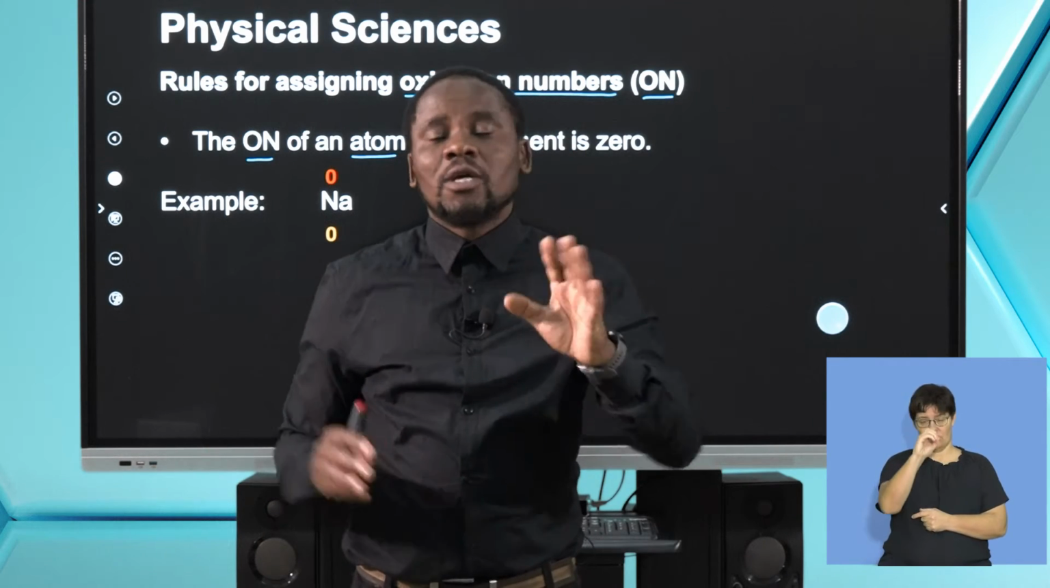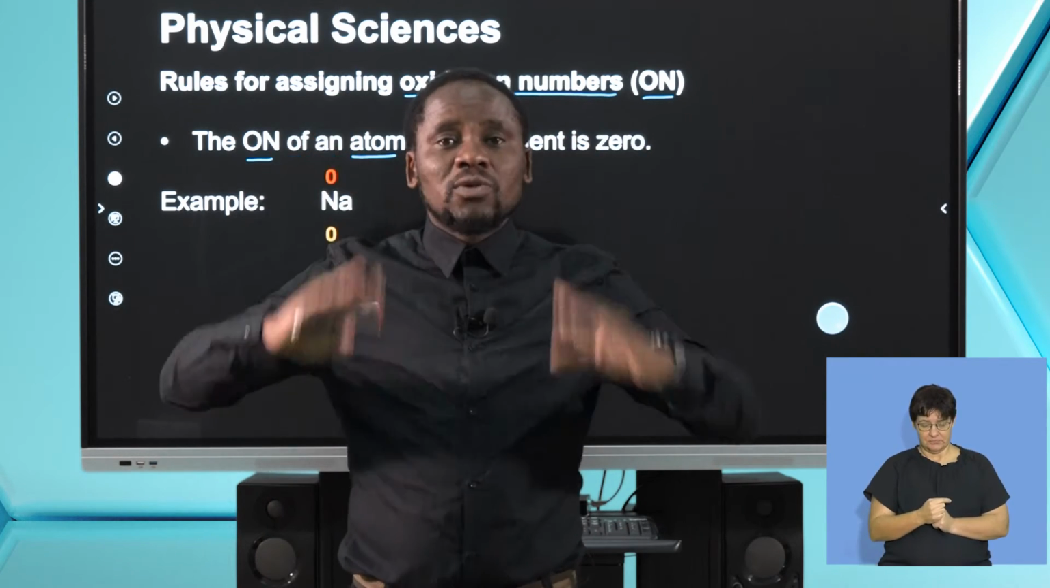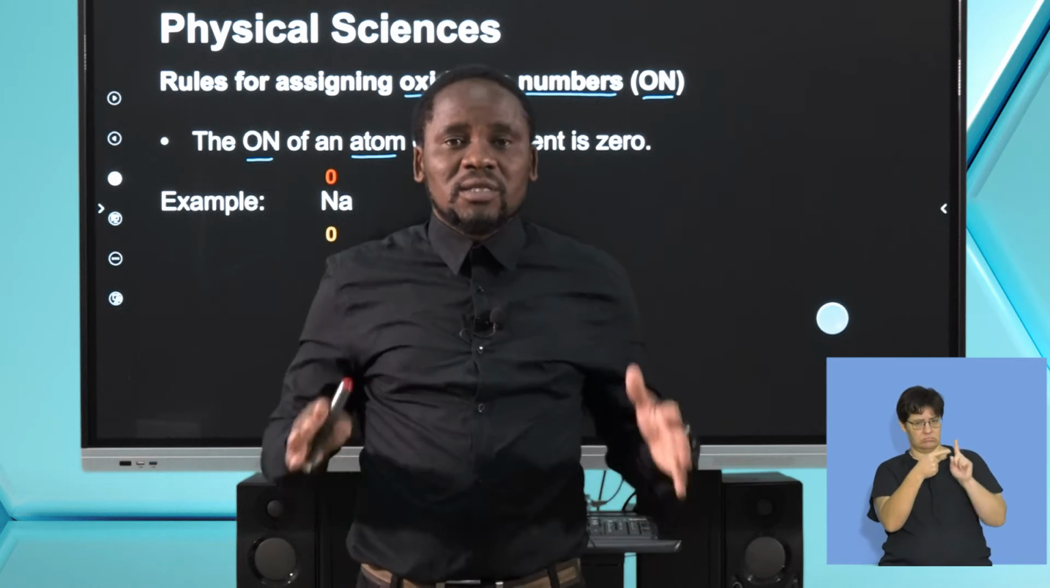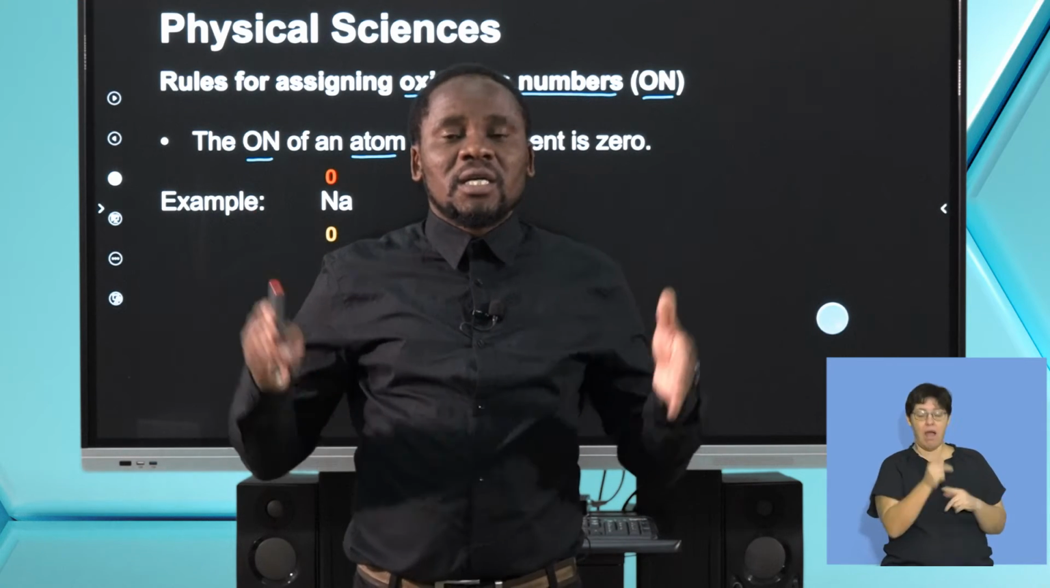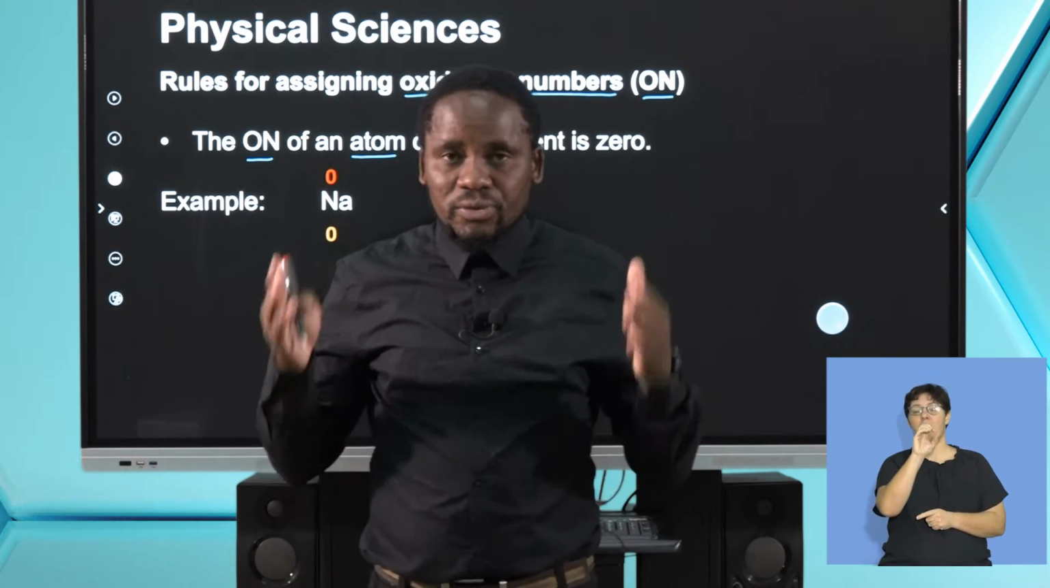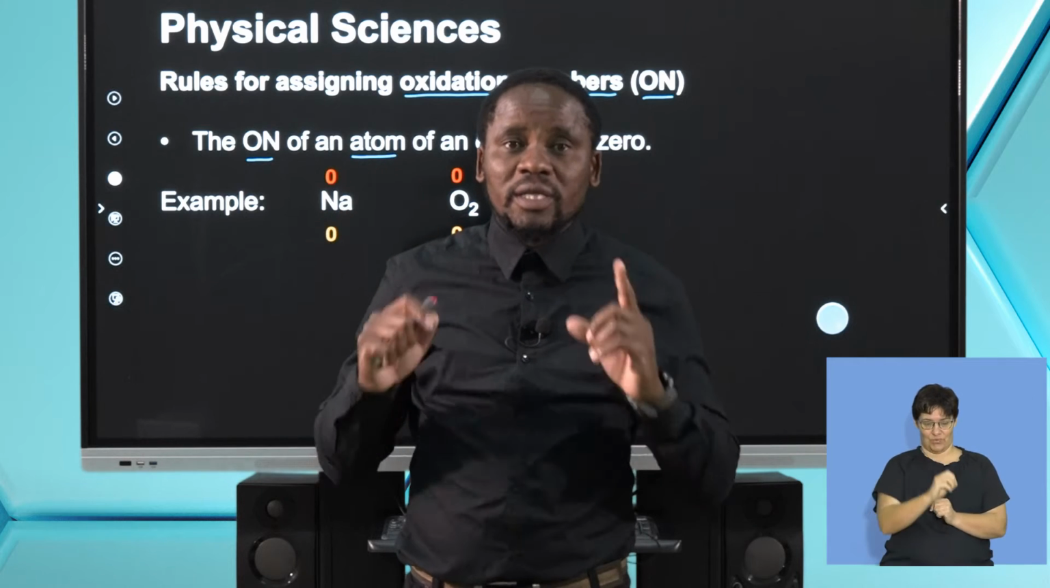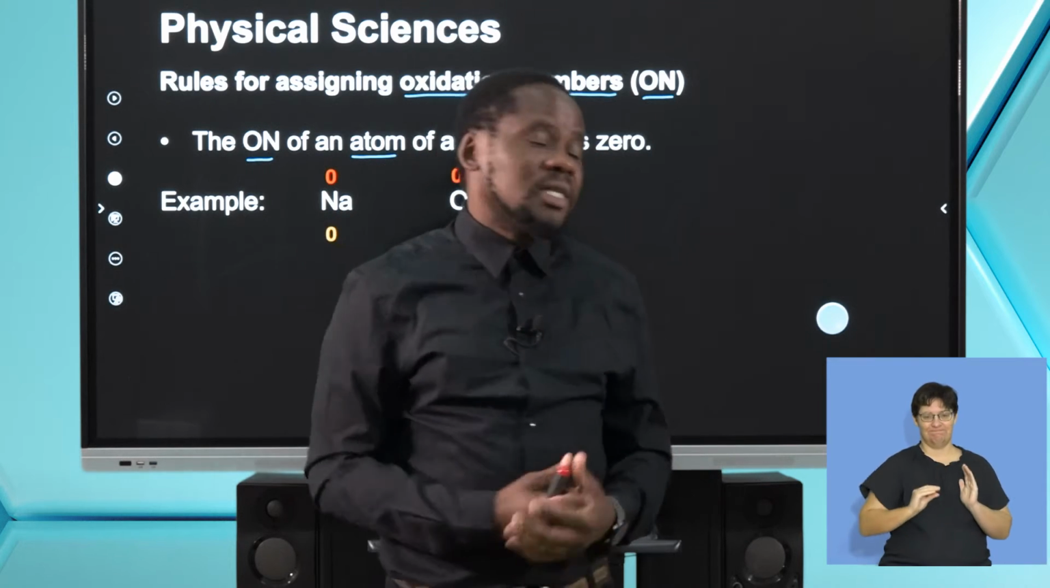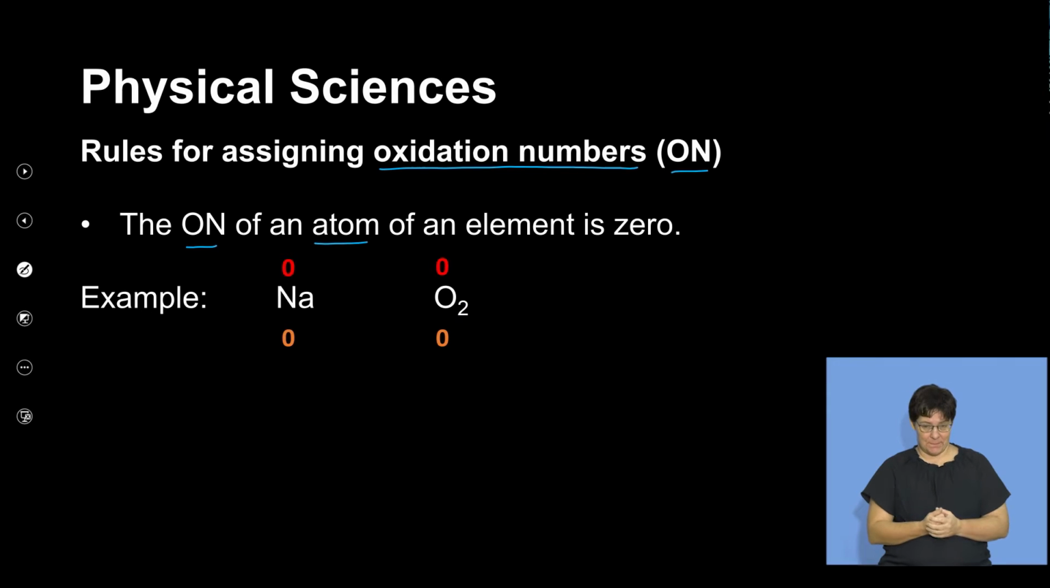That's the first. So if you are given an atom of an element in its natural state, you'd realize that its oxidation number is equal to 0. So that's the first rule in terms of assigning the oxidation numbers. Let's take, for argument's sake, sodium as a pure substance. The unit oxidation number for this atom is 0. So is the total oxidation number.